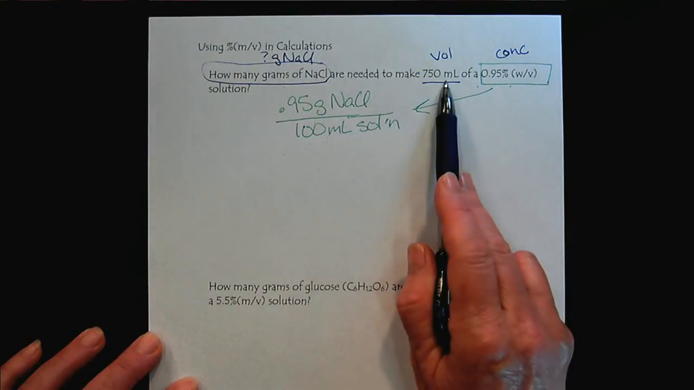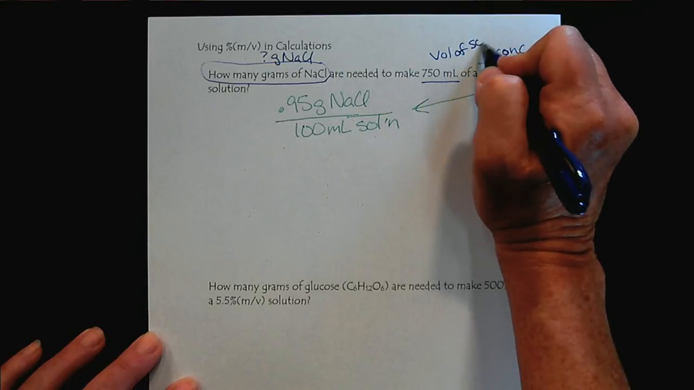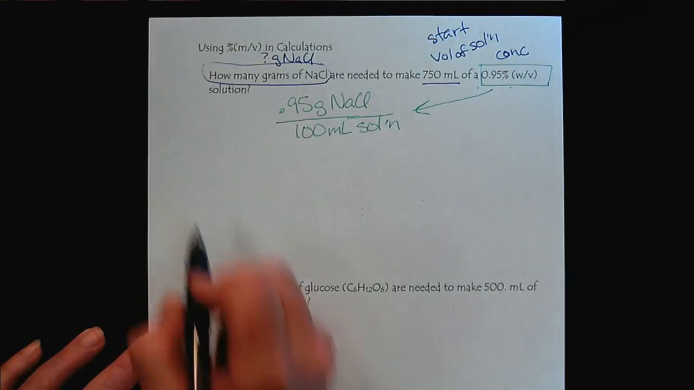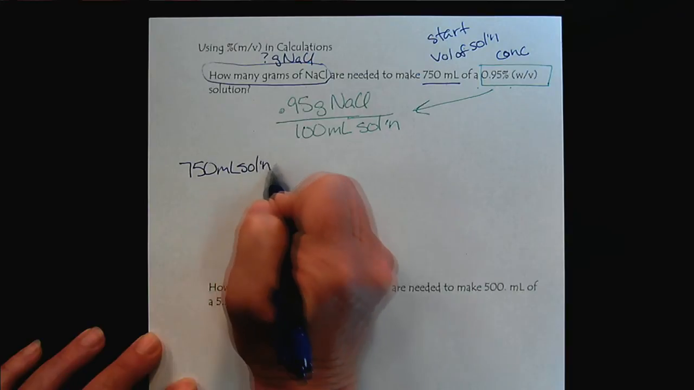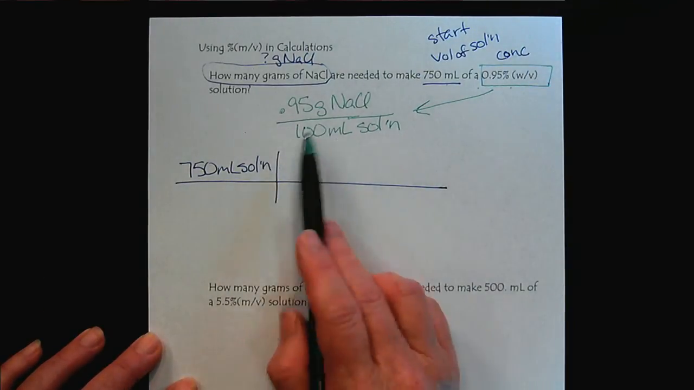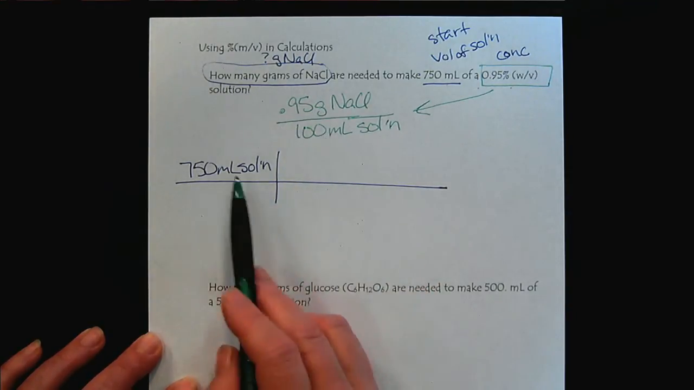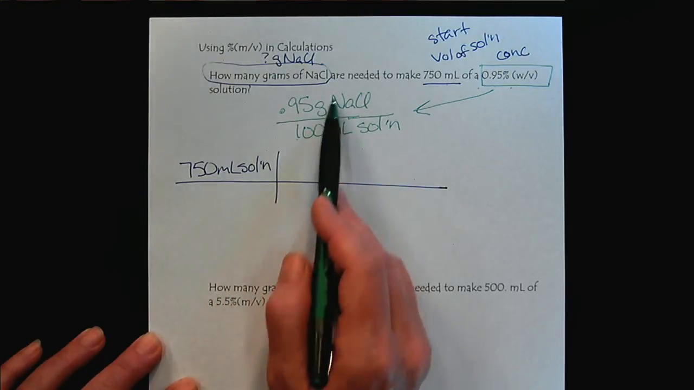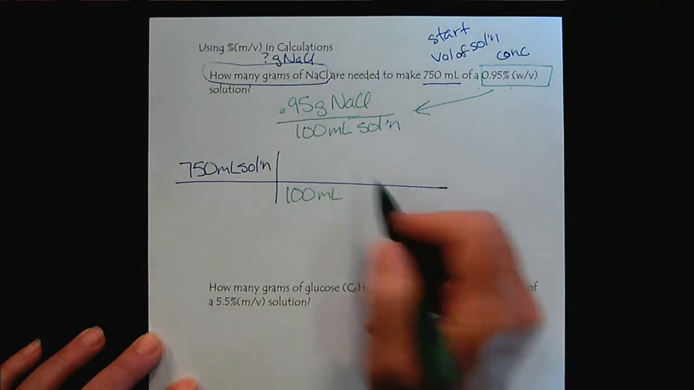So we want 750 mils of the solution. So this is where we're going to start. We'll start here. This is the solution we want to prepare. And the concentration that we want to prepare is 0.95 grams per 100 mils. So we let the units guide us. We have milliliters of solution on the top, so we're going to use this conversion directly as we've written it. Know that we can always flip them if needed.